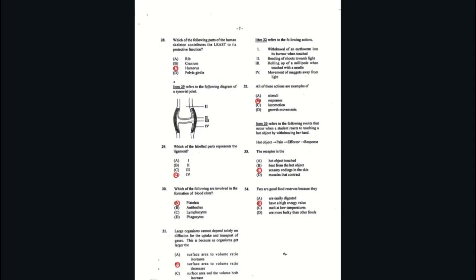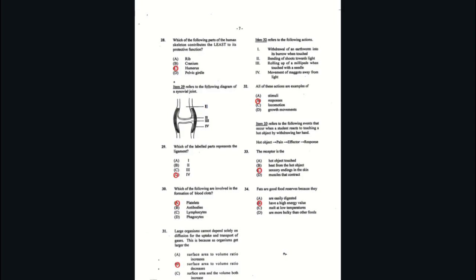Okay, so now we're at number 28, and it says, which of the following parts of the human skeleton contributes the least to its protective function, right? So we have A, rib, B, cranium, C, humerus, and D, pelvic girdle. So the answer is C, humerus.